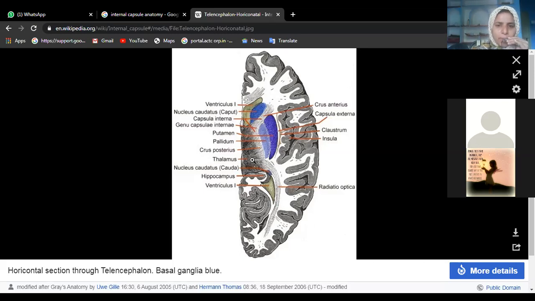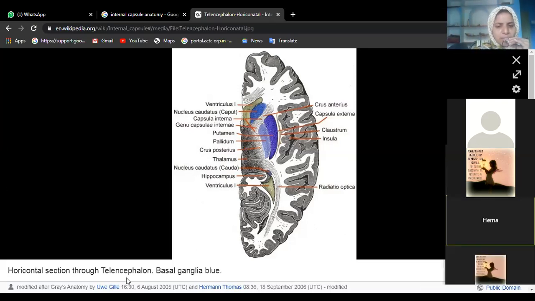In the basal ganglia, we have certain components. This first component, which looks a little gray in color, is the thalamus. Above this, we have the caudate nucleus. Then you are finding this blue in color, this structure is the lentiform nucleus. So thalamus, caudate nucleus, lentiform nucleus. Which section is this, ma'am? This is a coronal section. It's written like horizontal section here through telencephalon.